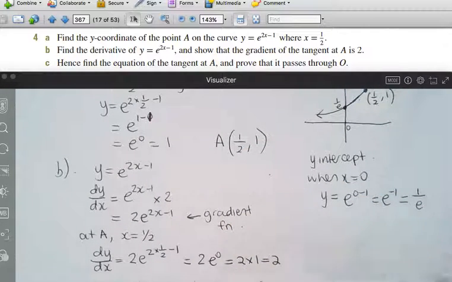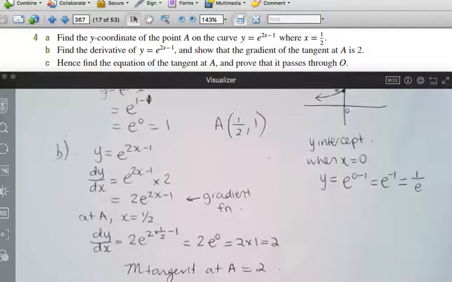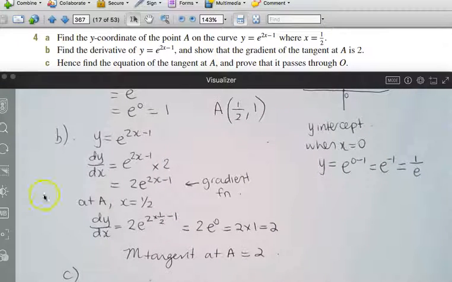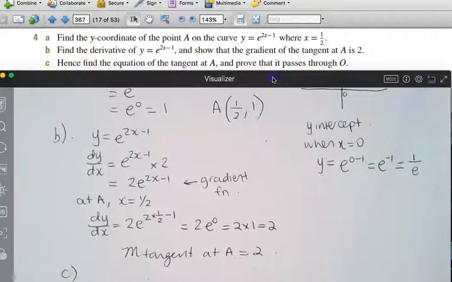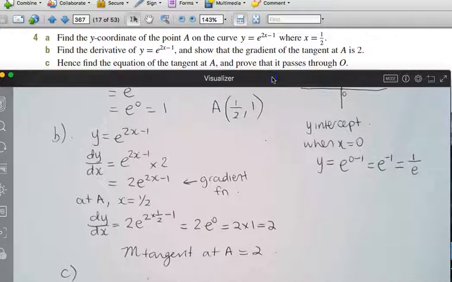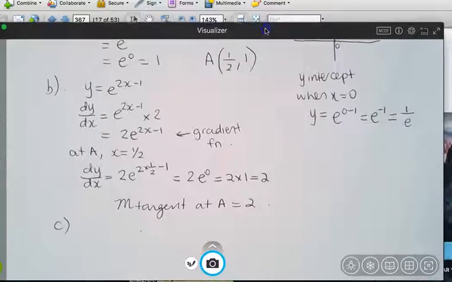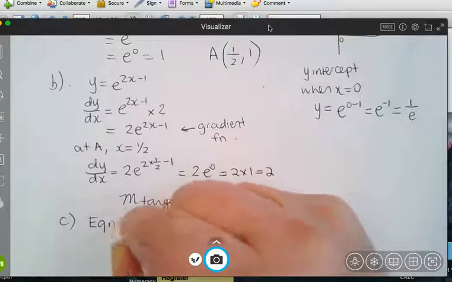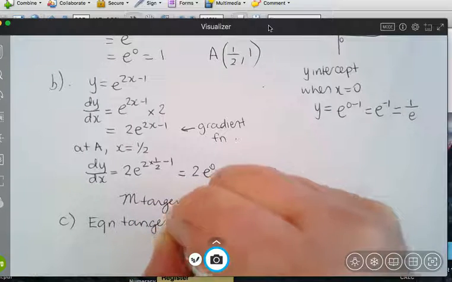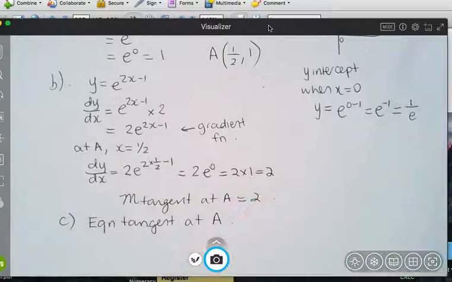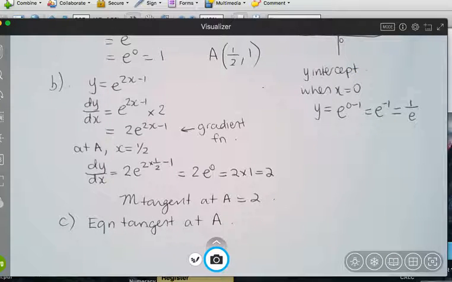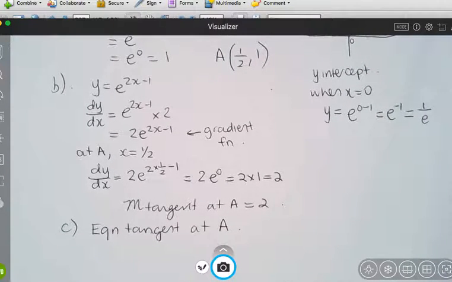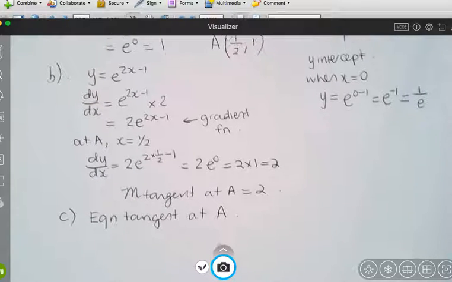And now it says find the equation of the tangent and prove that it passes through the origin. I'm moving this up. So I want the equation of the tangent at A. How do you do that? What do you need to find the equation of a line? 2 things. What are they? The point and the gradient.